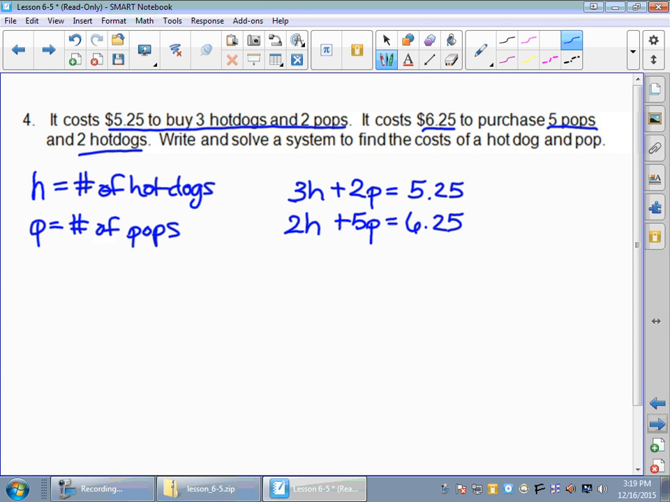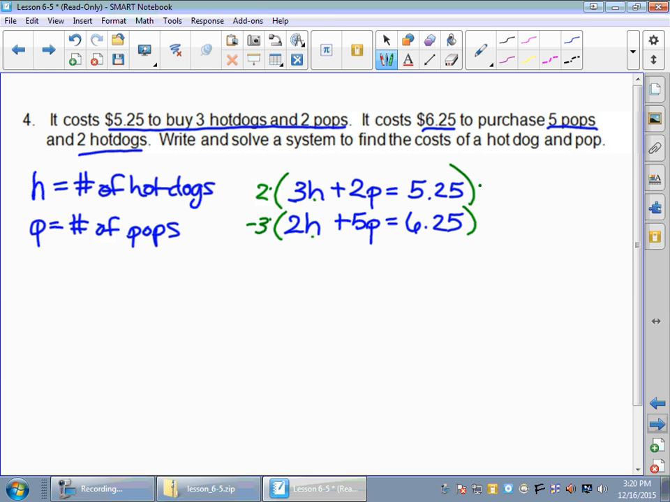So I'm going to solve using elimination with multiplication. So I need to multiply. I first got to choose which one I want to eliminate. So I'm going to pick H. To make H go away, I need them both to equal 6. That's the smallest number that 2 and 3 both go into. So I'm going to multiply the top by 2, and I'm going to multiply the bottom equation by -3.